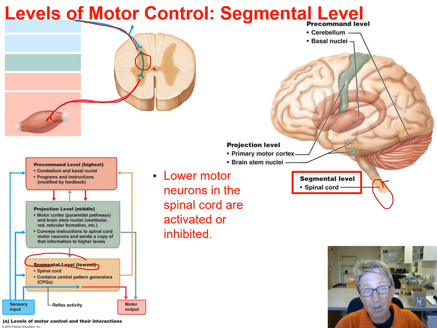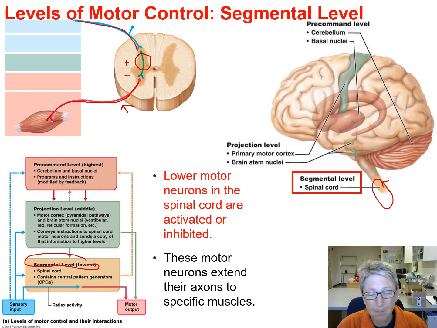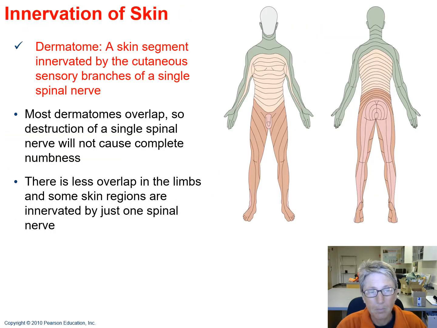So at the segmental level of motor control, these lower motor neurons, so these guys in the spinal cord, can be activated or they can be inhibited. So this interneuron might activate the lower motor neuron, that's a plus sign, or it might inhibit the lower motor neuron, that would be a minus sign. And that's it for the levels of motor control.